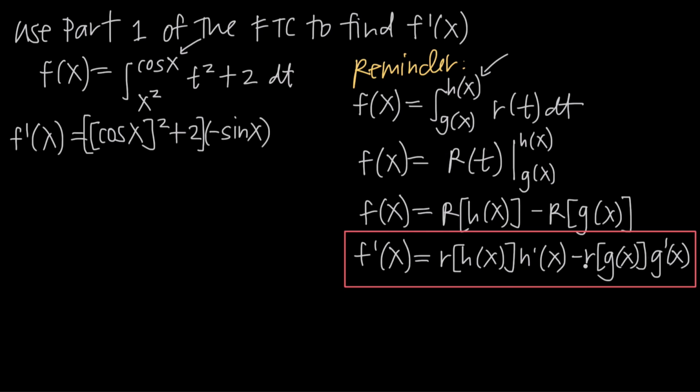Then, according to our formula, we're going to subtract r of g of x. Well, g of x is this lower limit of integration here, and we're taking r of g of x. So r is t squared plus 2. We need to plug our lower limit of integration into this t squared plus 2. So if we plug x squared in for t, what we end up with is x squared and then squared, because we took this x squared and put it in for t, so we end up with x squared squared plus 2.